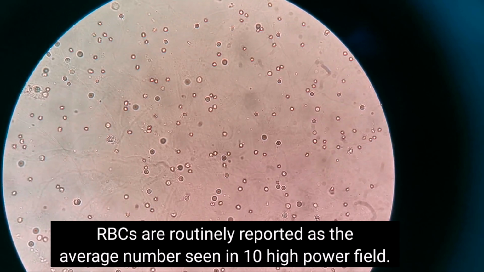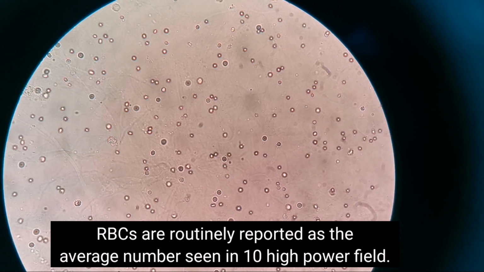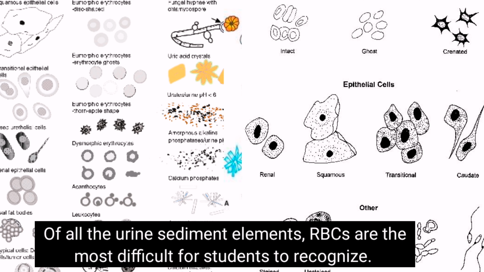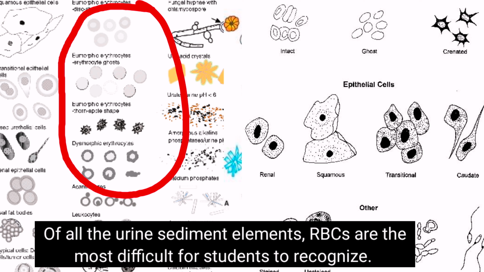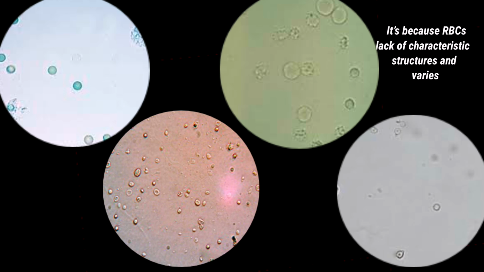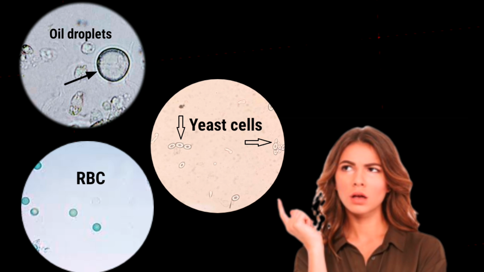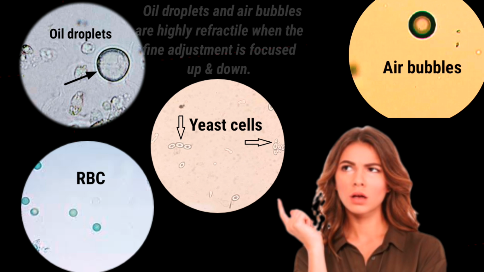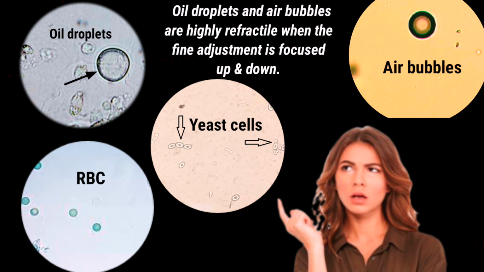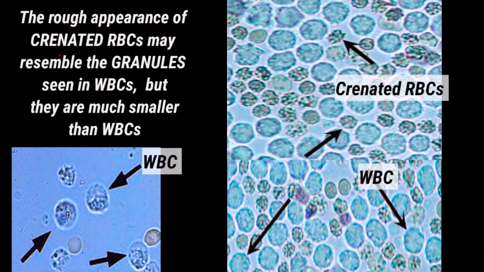RBCs are routinely reported as the average number seen in 10 high-power fields. Of all the urine sediment elements, RBCs are the most difficult for students to recognize. It's because RBCs lack characteristic structures and vary in size. RBCs are frequently confused with yeast cells, oil droplets, and air bubbles. Oil droplets and air bubbles are highly refractile when the fine adjustment is focused up and down, while yeast cells usually exhibit budding. The rough appearance of crenated RBCs may resemble the granules seen in WBCs, but they are much smaller than WBCs.